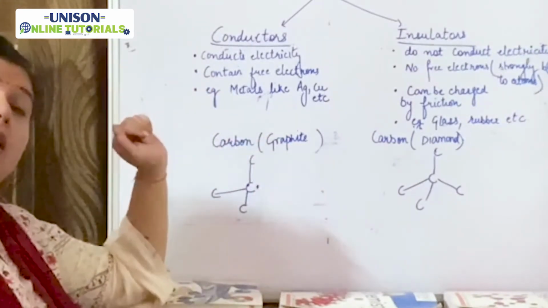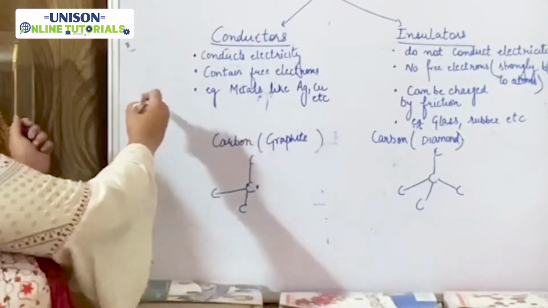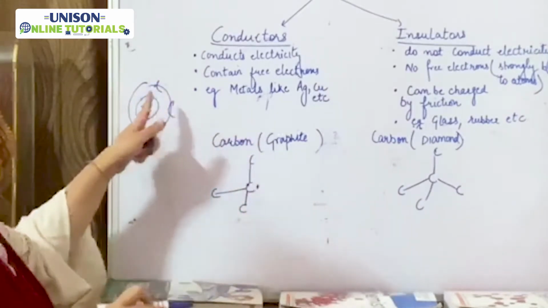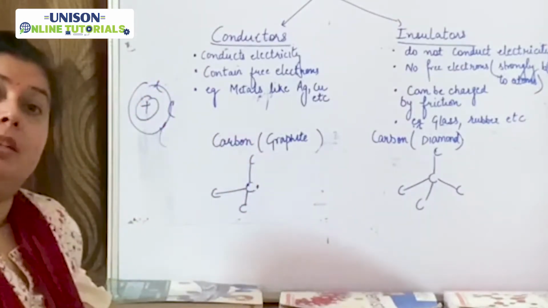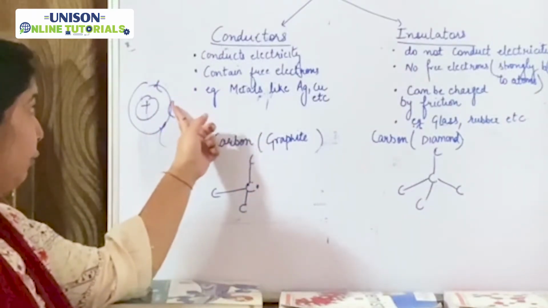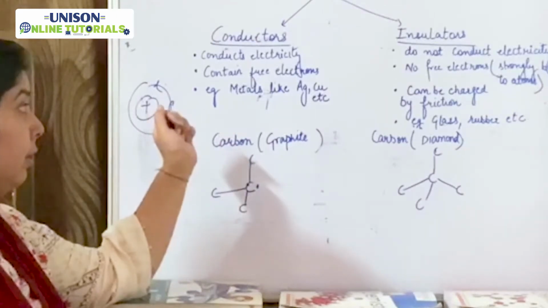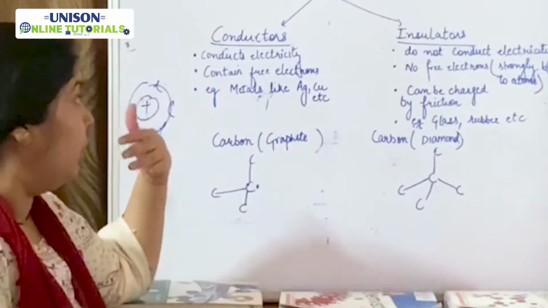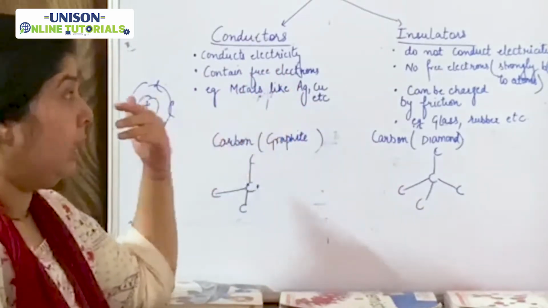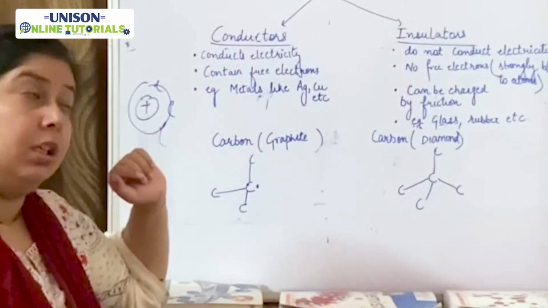Containing the free electrons means what? As we know, the electrons, they are being attracted by the nucleus. So when the force of attraction between the electron and nucleus is much less, that means they are having free electrons. The electron can be easily engaged in the conduction of electricity.